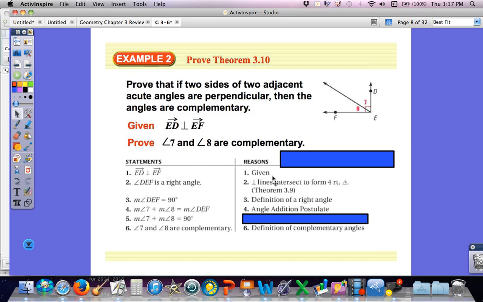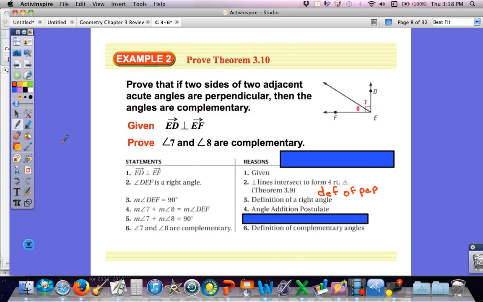First of all, it says perpendicular lines. These are rays. And there's not 4 right angles here. There's just 1. So I really think a better reason would be the definition of perpendicular. Perpendicular rays are going to form that 90-degree angle. And the fact that it's equal to 90 degrees is the definition of a right angle. If I add those two interior angles that make up DEF, the measure of angle 7 plus the measure of angle 8 equals the measure of DEF, that's the angle addition postulate.